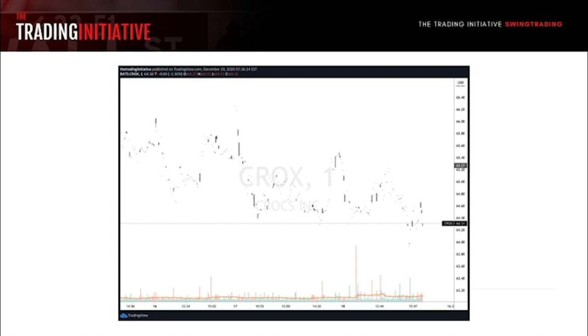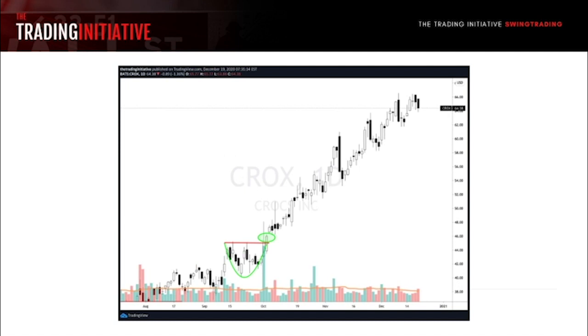Crocs does not offer that sort of environment that day traders tend to thrive in. But as a swing trader, as you can see on the daily, yes, there is a lot of opportunity in this sort of setup to take advantage of. Okay, so before we go into anything else, I need you guys to understand that swing trading is different than day trading, and we are looking to capture a different portion of the trade than a day trader.